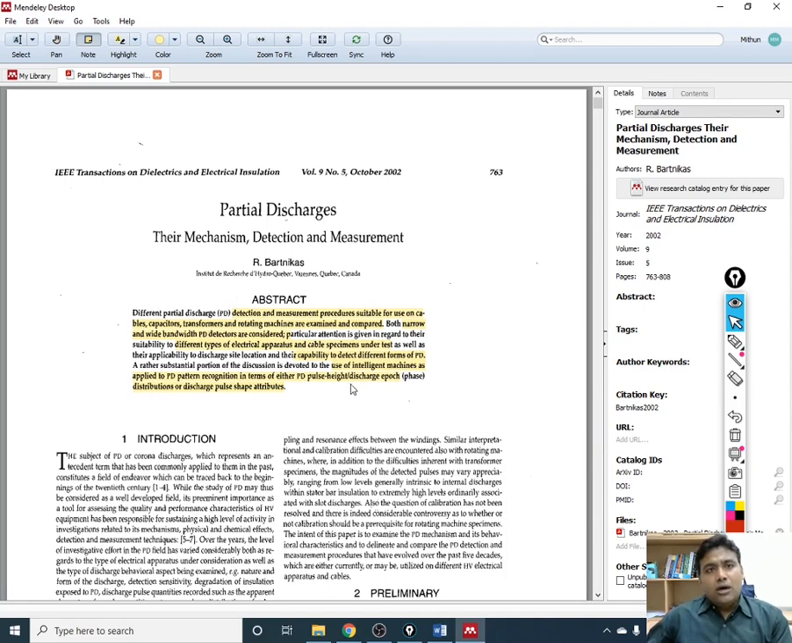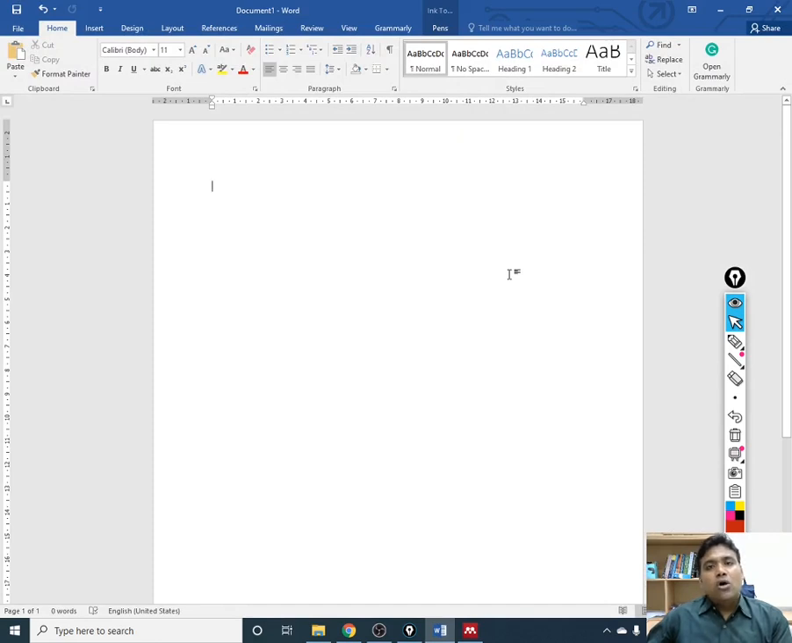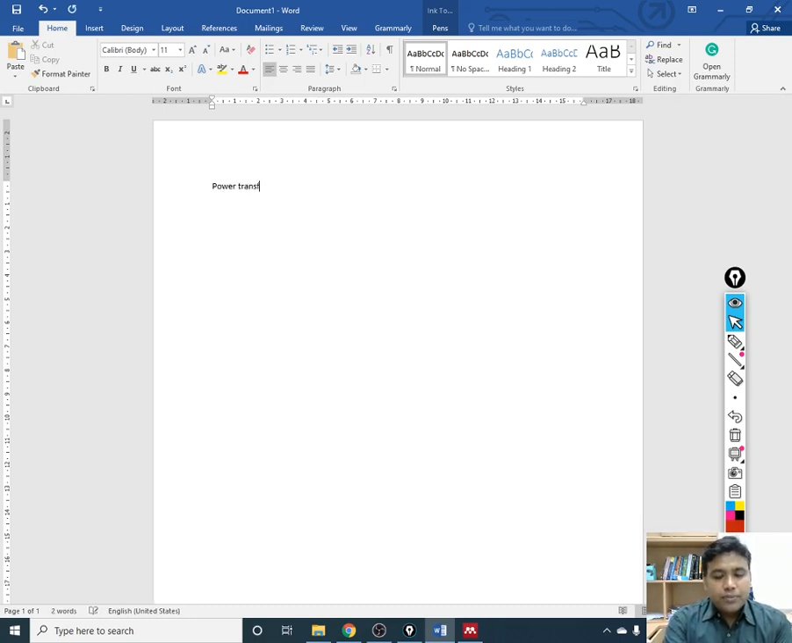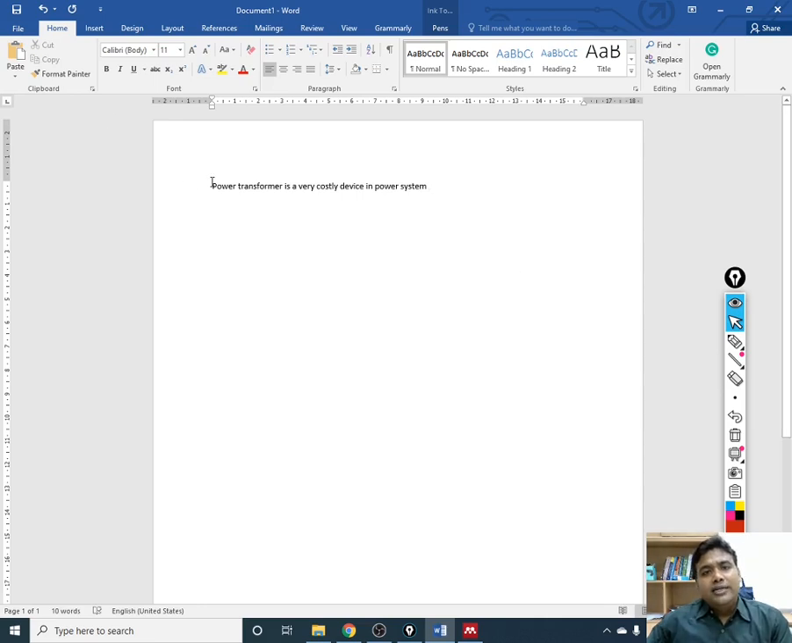Now the other important advantage of this comes when you write a report or a paper. Let me show you what the advantage is. Suppose you are writing a paper where you say that a power transformer is a very costly device in a power system. Suppose I wrote something like that. Now I want to cite this written part from a paper which I have; I got these terms from some paper.